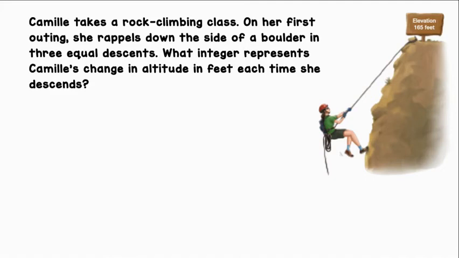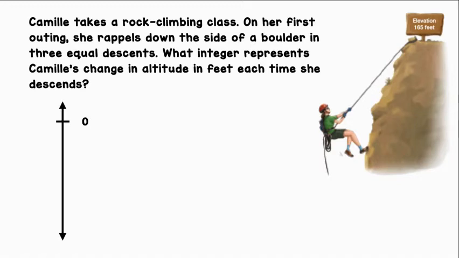Camille takes a rock climbing class. On her first outing, she rappels on the side of a boulder in 3 equal descents. What integer represents Camille's change in altitude in feet each time she descends? Let's use a vertical number line to represent this situation.